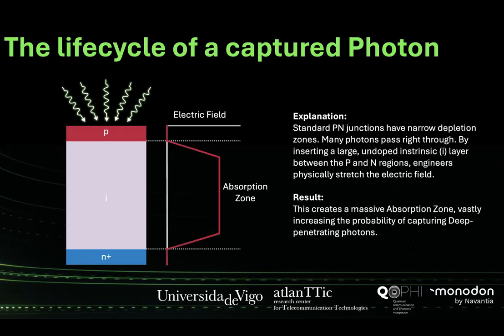Standard p-n junctions have limited depletion width. That means many photons can pass through without being detected. To improve efficiency, engineers developed the PIN photodiode. Here, an intrinsic or undoped layer is inserted between the P and the N regions. This dramatically widens the depletion zone. As a result, photons have a much higher probability of being absorbed. PIN photodiodes are widely used in fiber optic communications, imaging systems, and scientific instruments. They offer high sensitivity, fast response, and excellent performance.